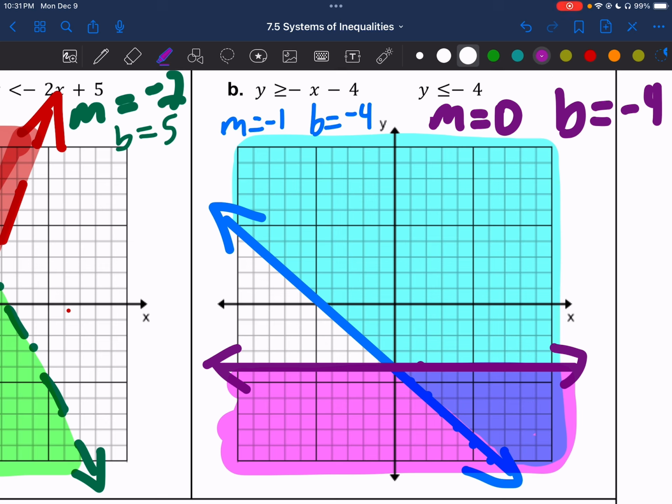Hey, look, cyan plus magenta gives us blue. This is a little bit of a sneak preview of what you're going to be doing in science class when you return from winter break.